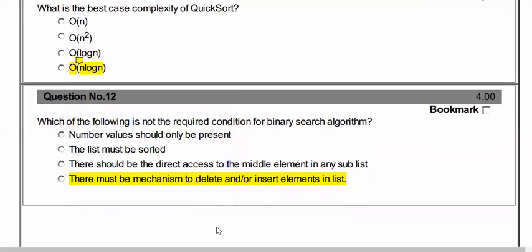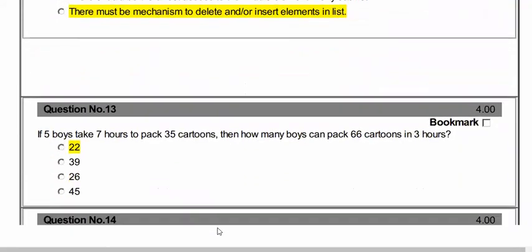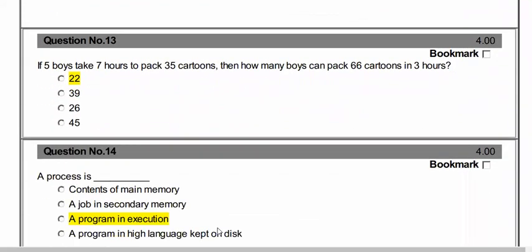Which of the following is not a required condition for binary search algorithm? Option D is the wrong one, so that is the right option. There must be a mechanism to delete and or insert elements in the list. Question number 13. If 5 boys take 7 hours to pack 35 cartons, then how many boys can pack 66 cartons in 3 hours? Option A is right, 22.